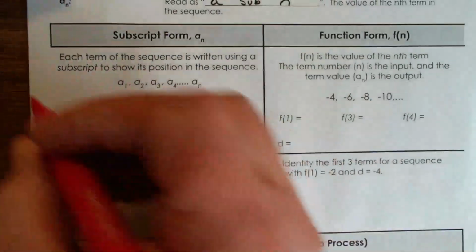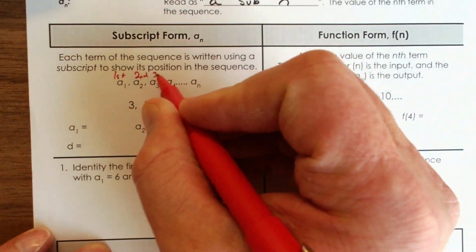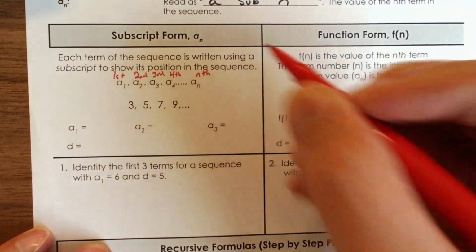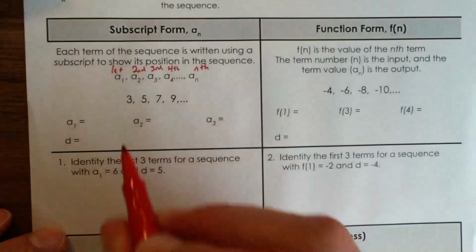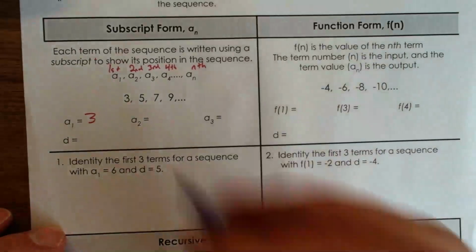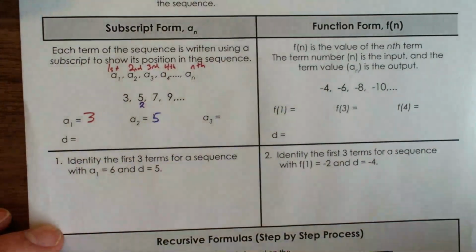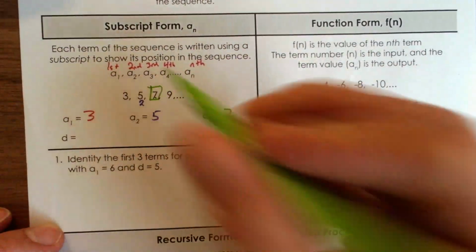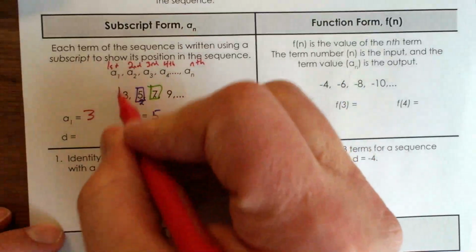Think of this as your class periods. This is first period, your second period, your third period, your fourth period, and then your nth period. So whatever class period we would have to think of, okay? So the first term of the sequence, that's number 3. The second term of the sequence, that's number 5. The third term of the sequence, that's the 7, okay? I think I'm going to box these in a different color for each one. I think that looks best.